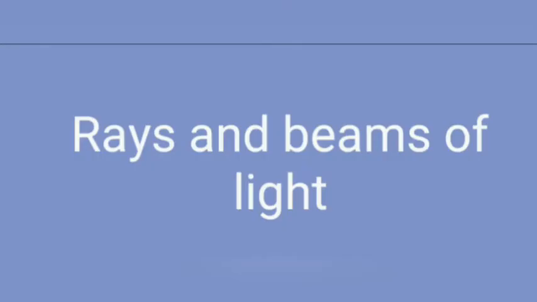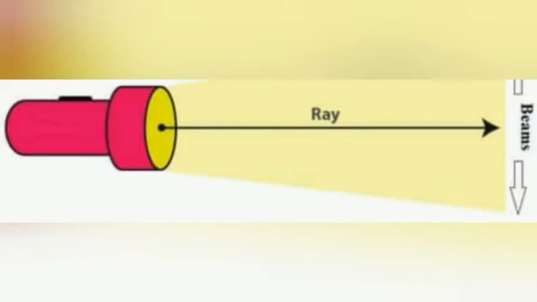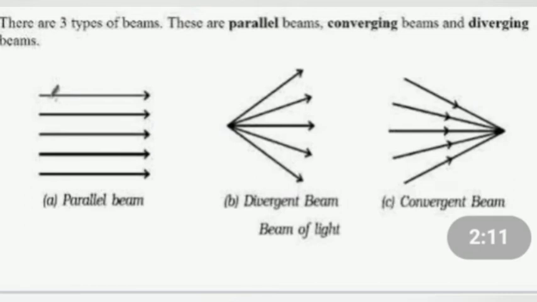Rays and beams of light. A very fine or narrow path of light is known as a ray of light. It is represented by a line with an arrowhead showing the direction in which light is traveling. A collection of rays of light is called a beam of light. Any source of light, small or big, always gives out a beam of light. Depending upon the direction of the rays of light in a beam, it can be of three types: parallel beam of light, divergent beam of light, and convergent beam of light.